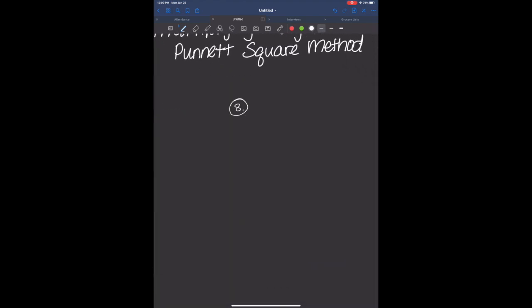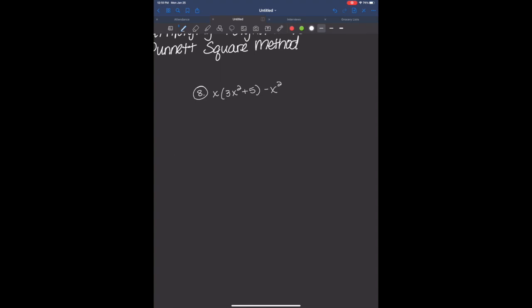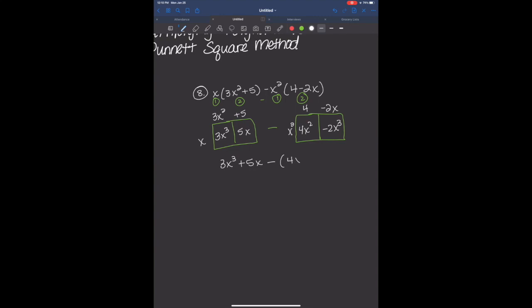For number 8, we've got x times 3x squared plus 5 minus x squared times 4 minus 2x. So we're going to have 2 separate Punnett squares here, one for the first round and one for the second round, and we're going to separate them with a minus sign. So we've got a 1x2 minus a 1x2, and we've got x times 3x squared, which is going to be 3x cubed, plus 5x, and we've got minus the x squared times the 4 is going to give us 4x squared, and the x squared times the negative 2x is going to give us negative 2x cubed.